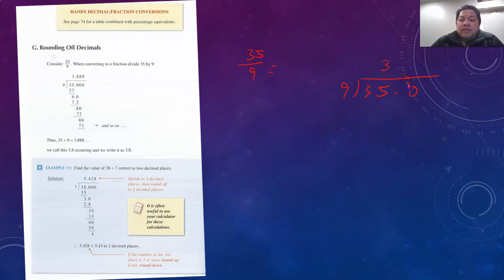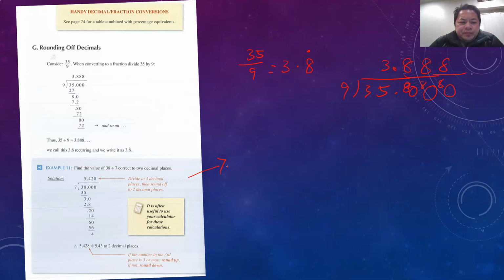27. 35 minus 27 is 8. 80 divided by 9 is actually 8, isn't it? So again, remainder 8. You get 8 again. It seems like this is a recurring number. That's how we can put the answer as 3.8 with a dot as a recurring. Unless they have asked you to round it off to 2 decimal places or 3 decimal places, then you will need to present it otherwise.